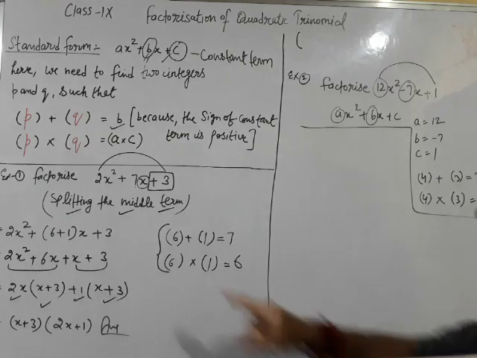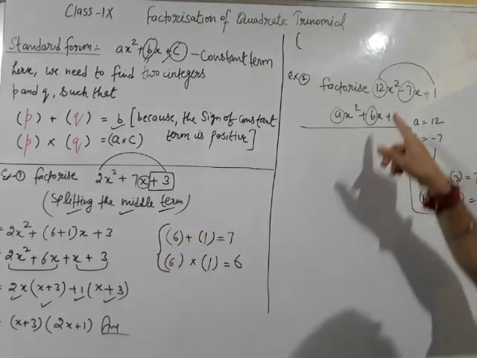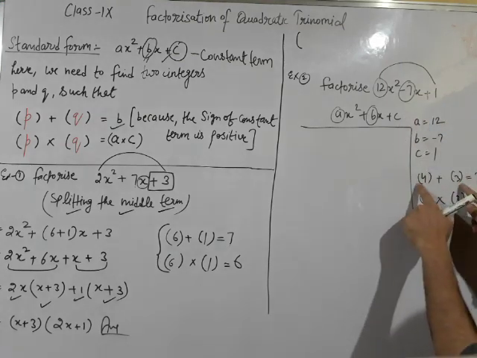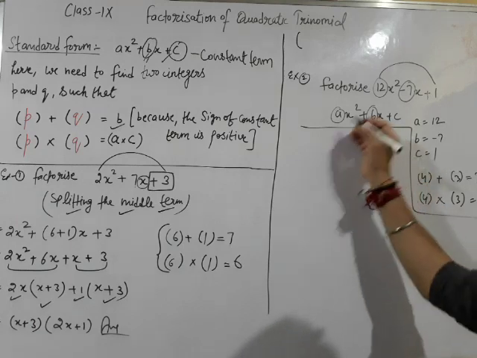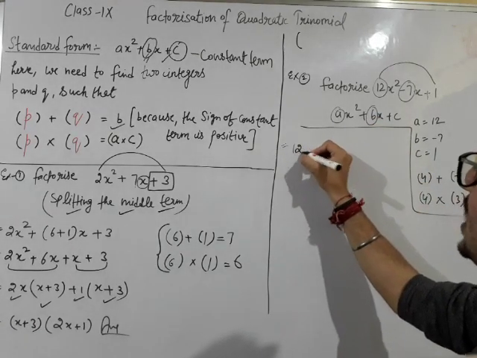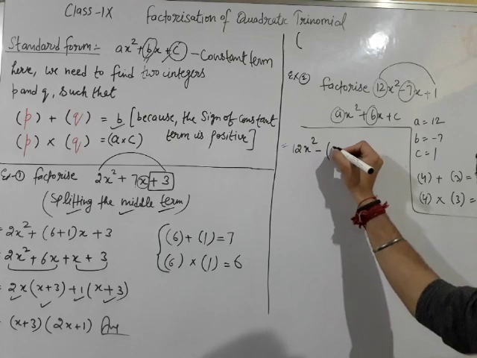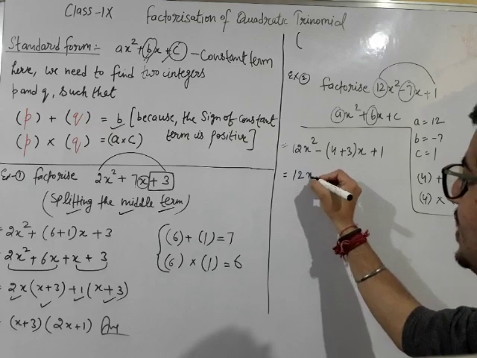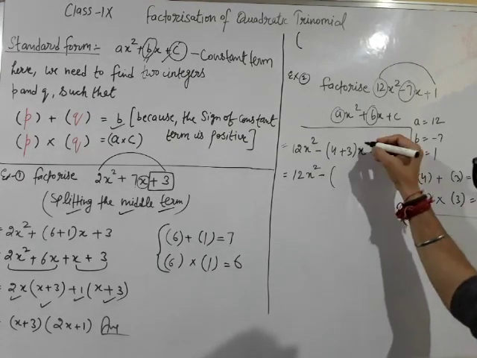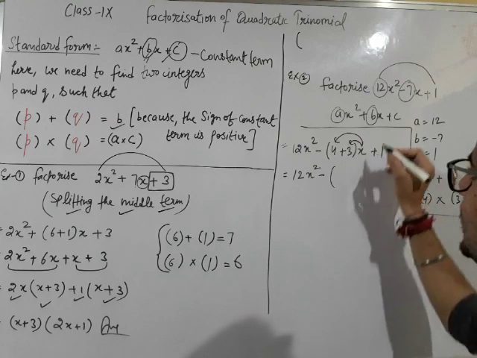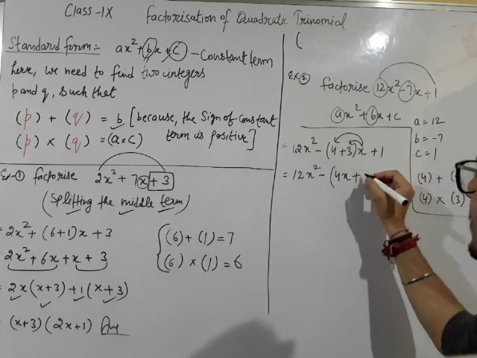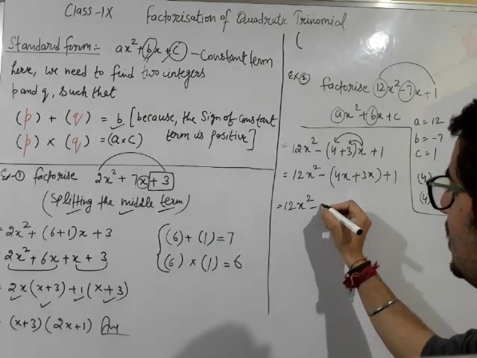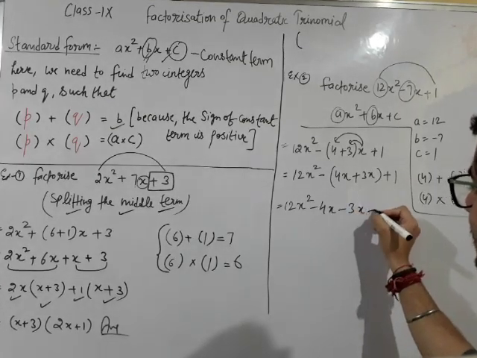Now what will we do? We will split its middle term, and its middle term is minus 7x. We will break 7 into two parts, 4 plus 3. So start its solution. 12x square minus 7 can be written as 4 plus 3 into x plus 1. Open the bracket. By multiplication, 12x square minus, take x inside the bracket. 4 will multiply by x, 4x, and plus 3 will multiply by x, 3x, and plus 1. Now open the brackets. 12x square minus 4x minus 3x plus 1.